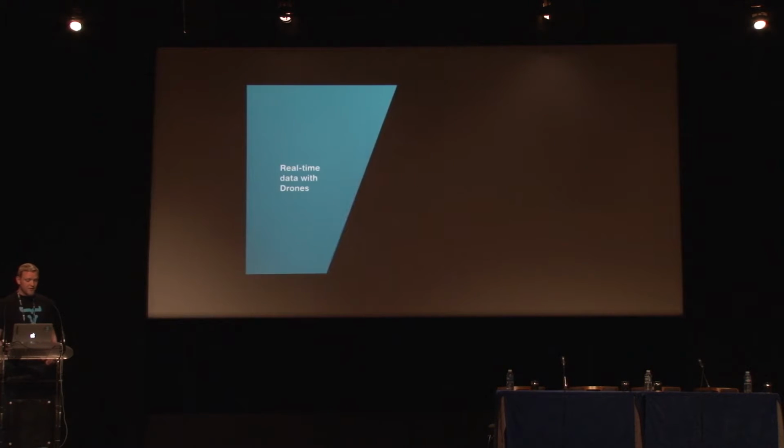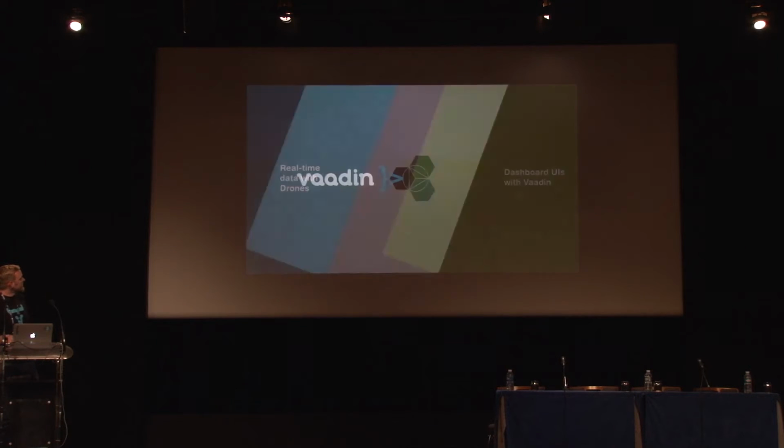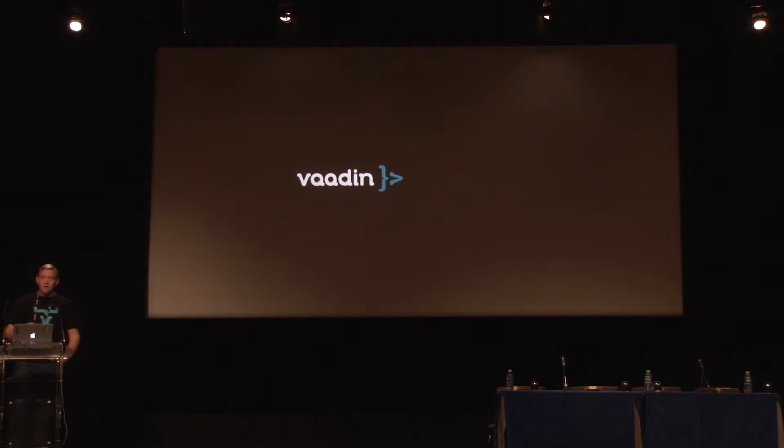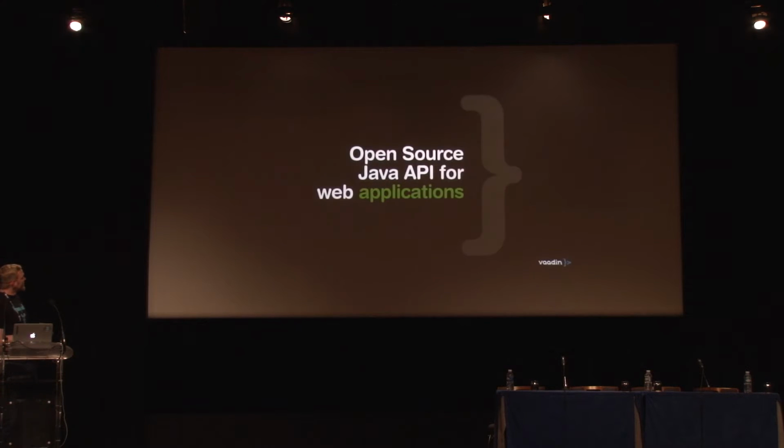But let's look at the next part, the dashboard. This is where the whole thing comes alive. So Varden, I work for Varden. Of course, you need some way to visualize your data when doing IoT, and Varden is one option for that. Varden is from Finland. It's actually a Finnish name, meaning a female reindeer, so probably the logo makes sense after this. But after all, what it is for you guys, it's an open source Java API for building web apps.